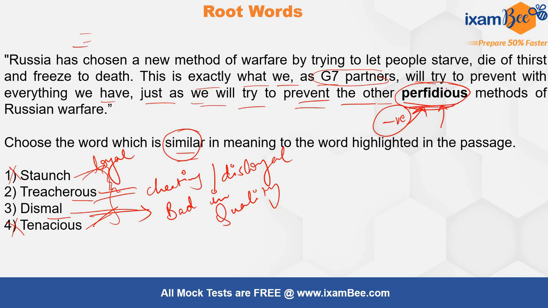Now suppose perfidious is a new word and we do not know its meaning. But if we know the root word, that is fid. Fid means what? Loyal or faith, right? So when we say loyal or faithful, then we can straight away come to our options and see that loyal is one word which is actually related to treacherous, and thus treacherous will be related to perfidious. So the correct answer here is treacherous and not dismal. This is how knowing the root words helps us in our exam, right?